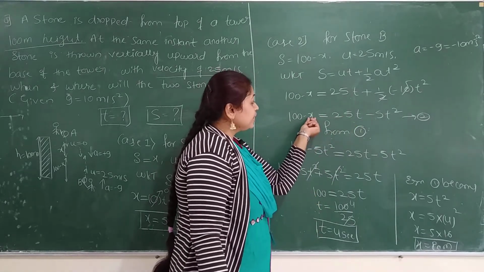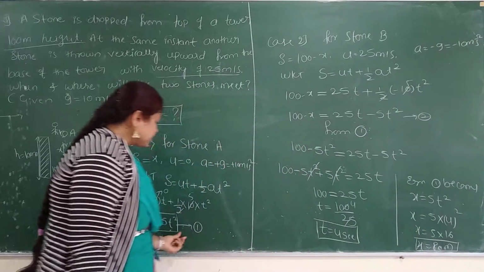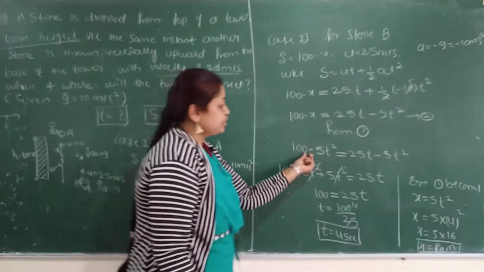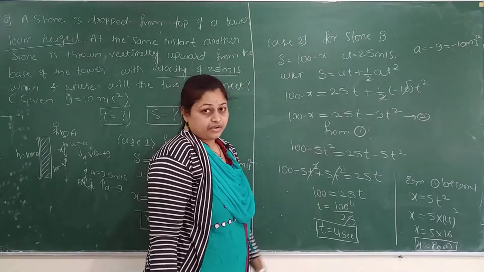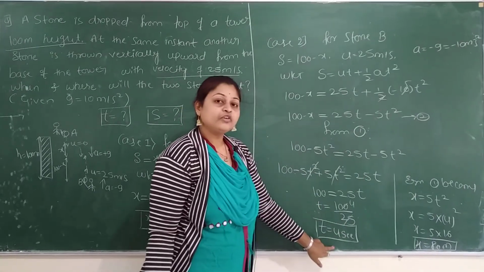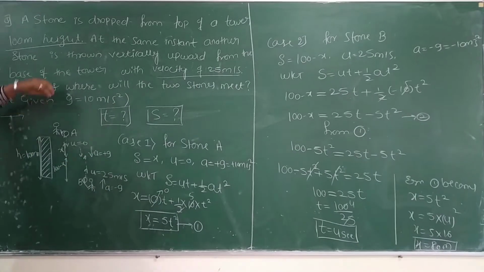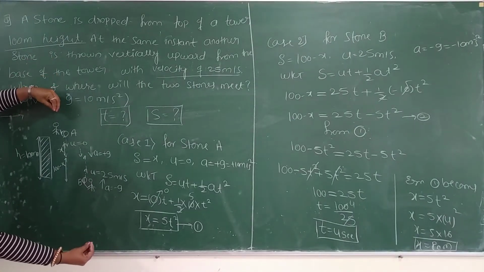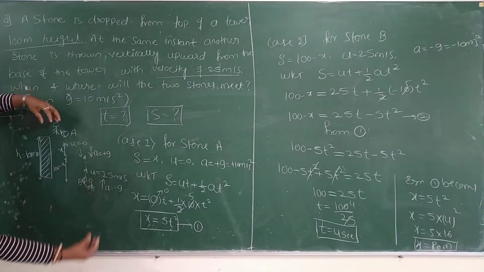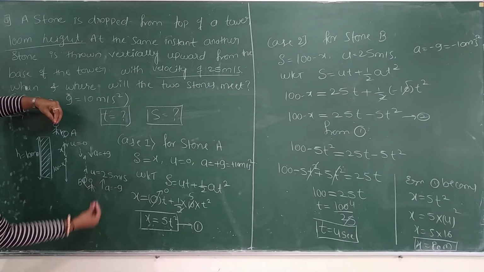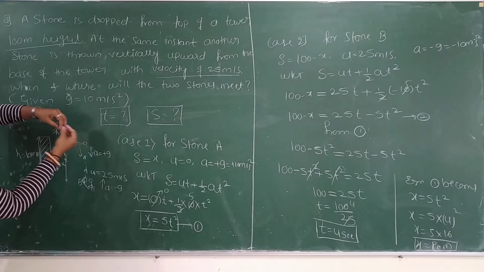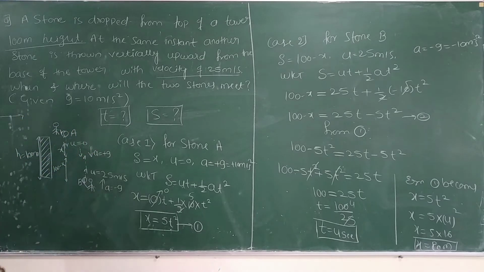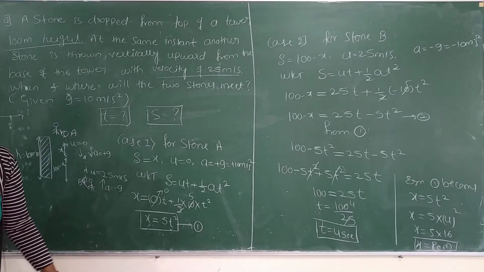Right. Now you can replace the x value from this equation 1. Just substitute, 5t square cancels out, then 25 fours are 100. So the t value will be 4 seconds. So a person is dropping the stone and one more person is throwing vertically. If both do this at the same time, they will meet at a certain distance. So at what distance are they meeting, and how much time will they take to meet? That is the question. Is it clear to all?